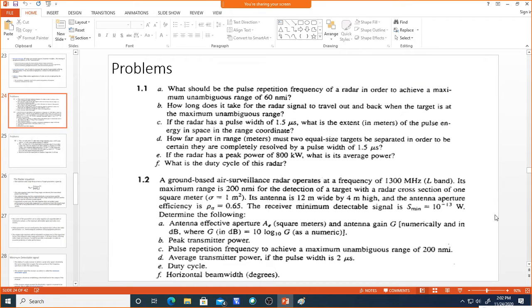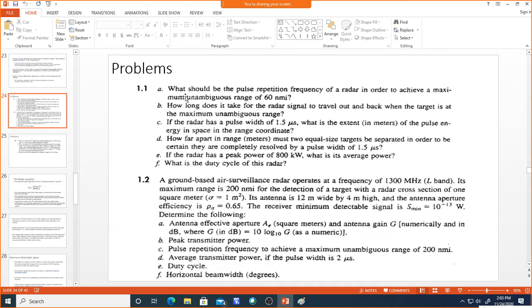Okay, so in the last class we discussed the applications of the radar range equation, a simple form of the radar range equation, and also the basic form of the block diagram of the radar. So now we'll do some problems based on some of the parameters used in the radar equation, and also the terms used in radar.